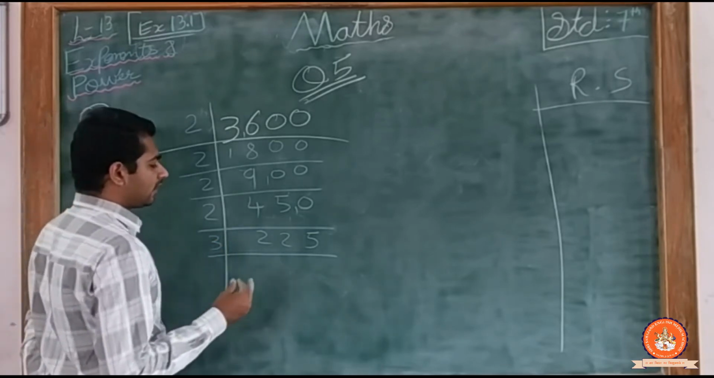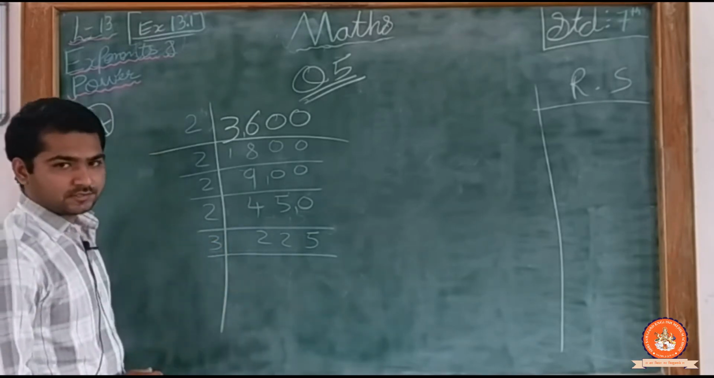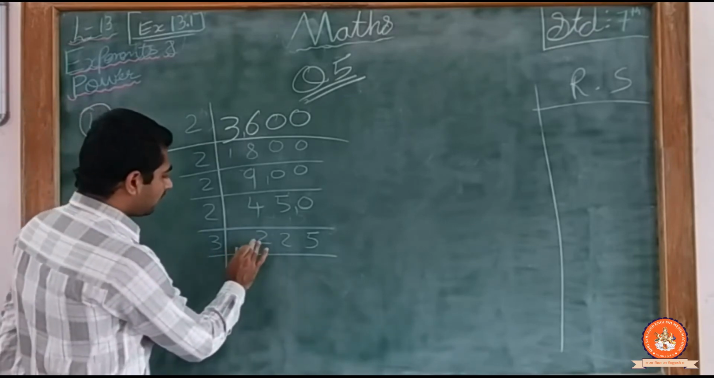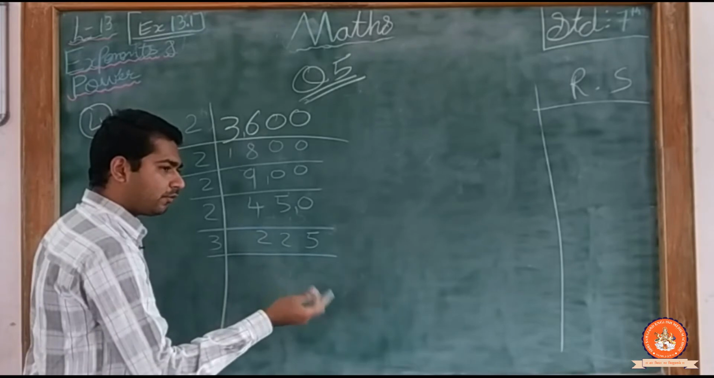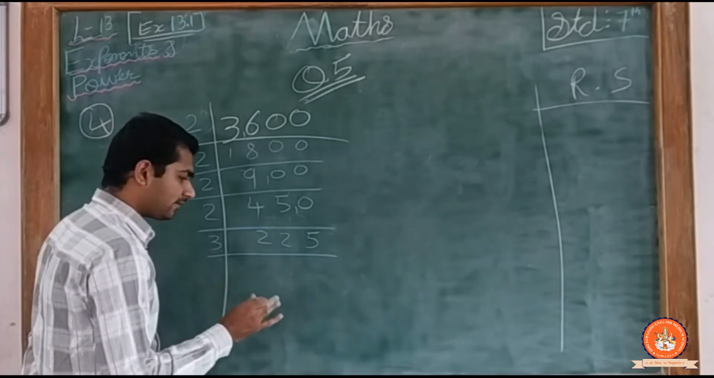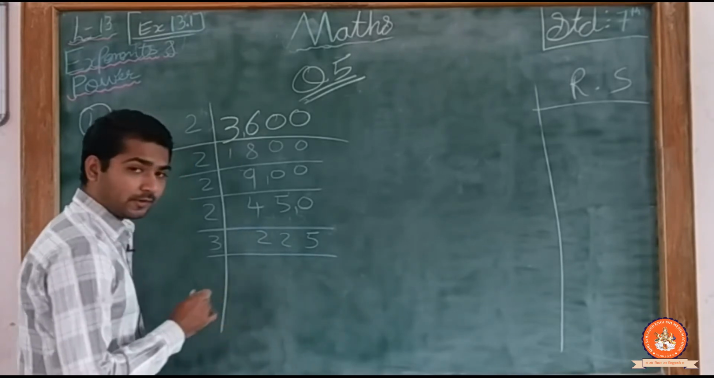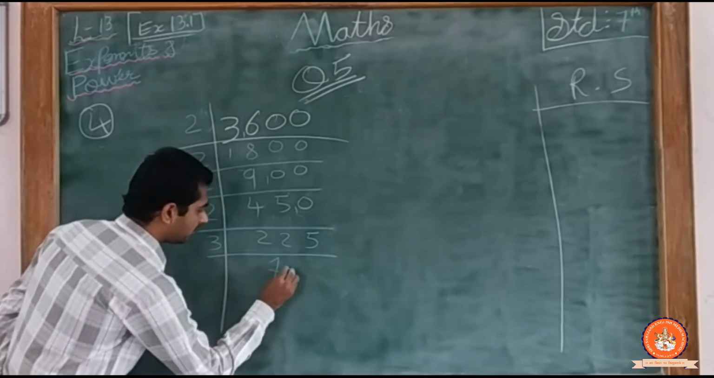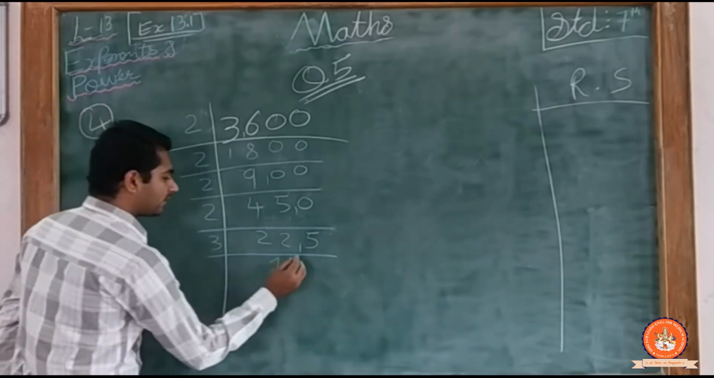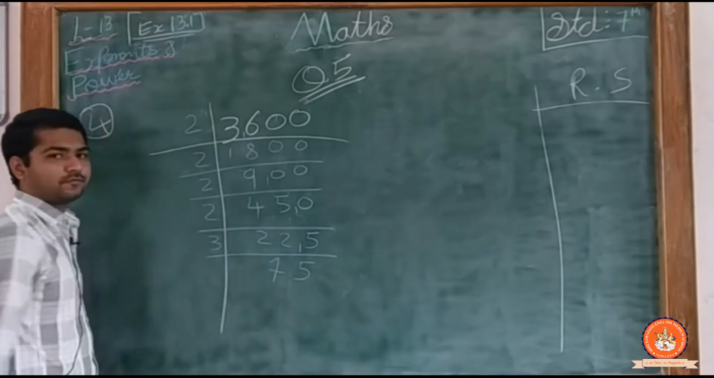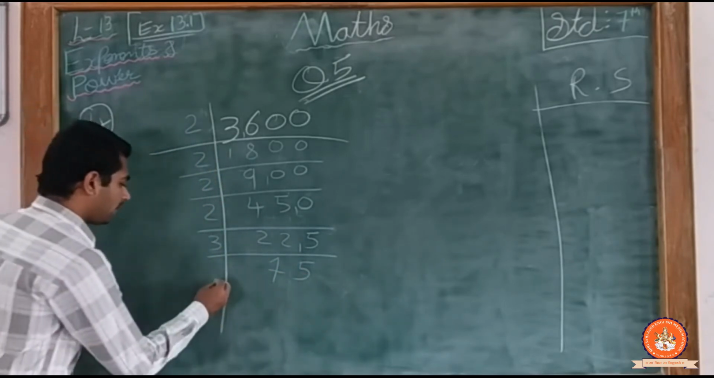3 1s are 3, 3 2s are 6, 3 3s are 9, 3 4s are 12. We want 22, so it will be equal to 22 or less than 22. So 3 5s are 15, 3 6s are 18, 3 7s are 21. 3 7s are 21, adding 1 here, that means 22. It becomes 15. So 3 5s are 15. Clear? Moving forward.